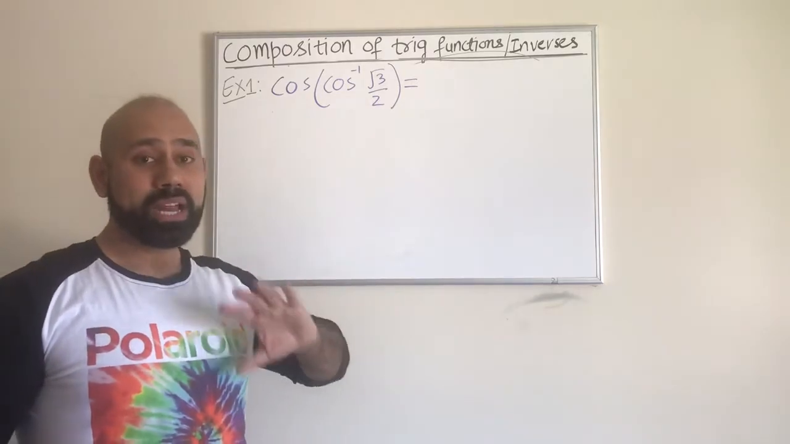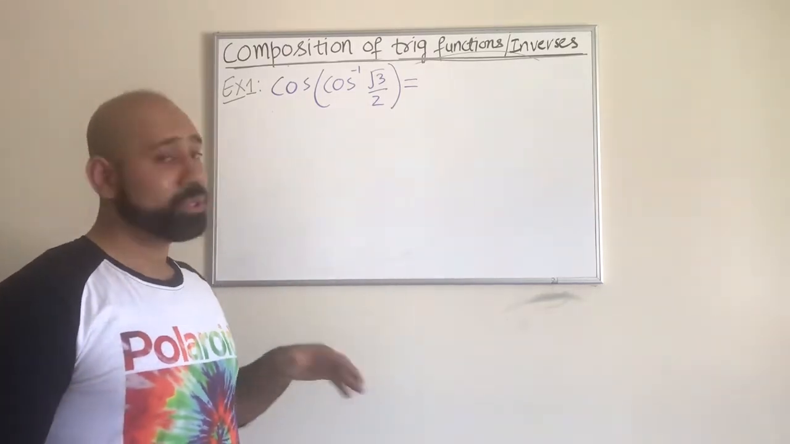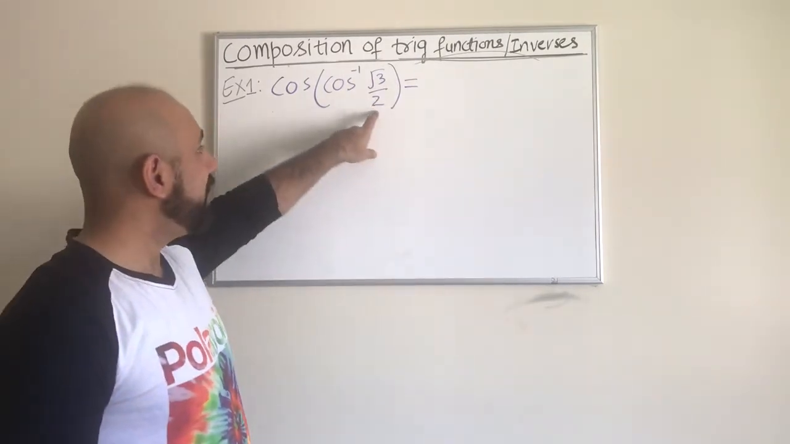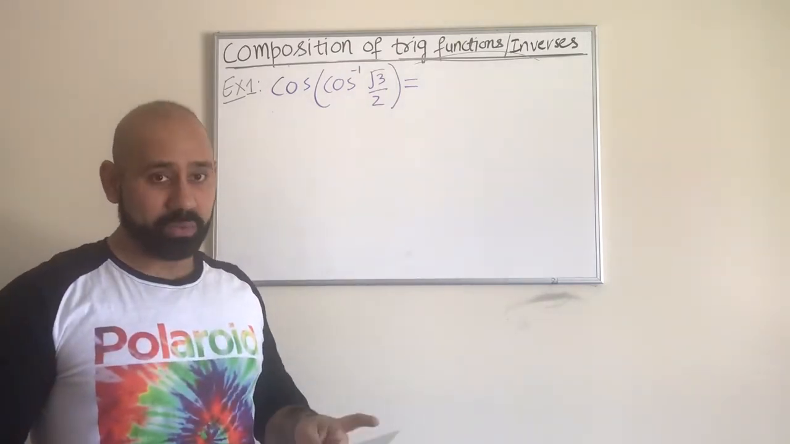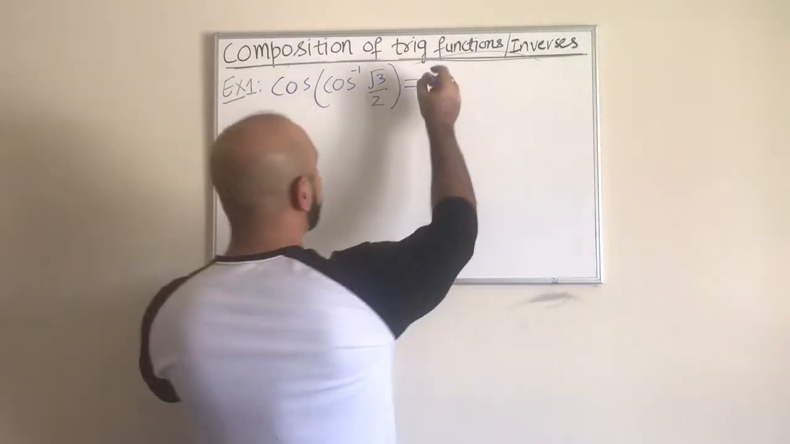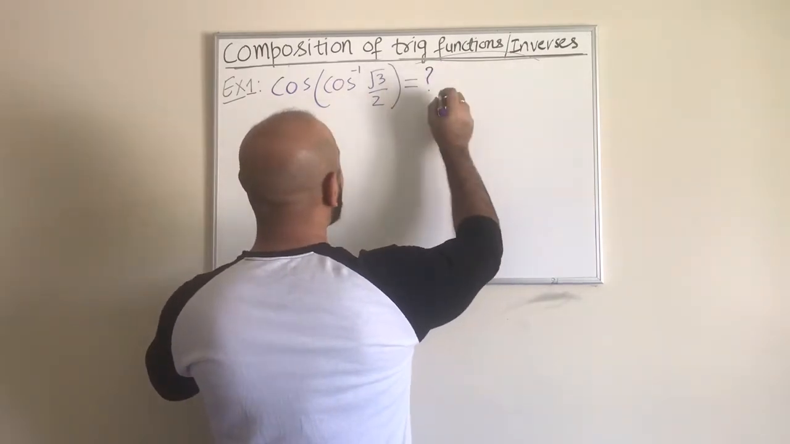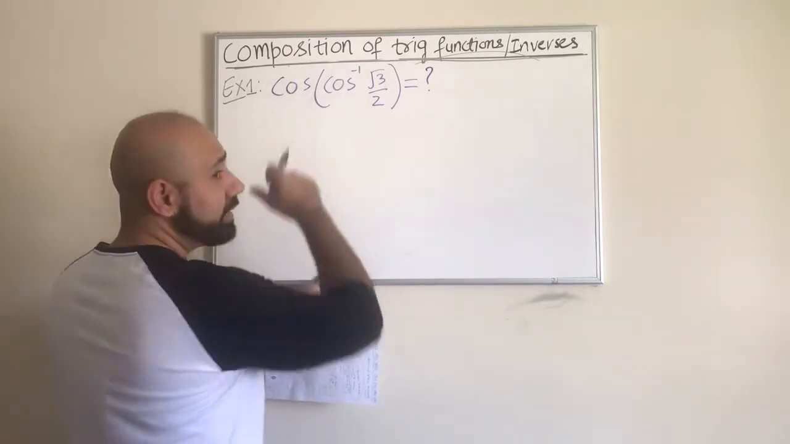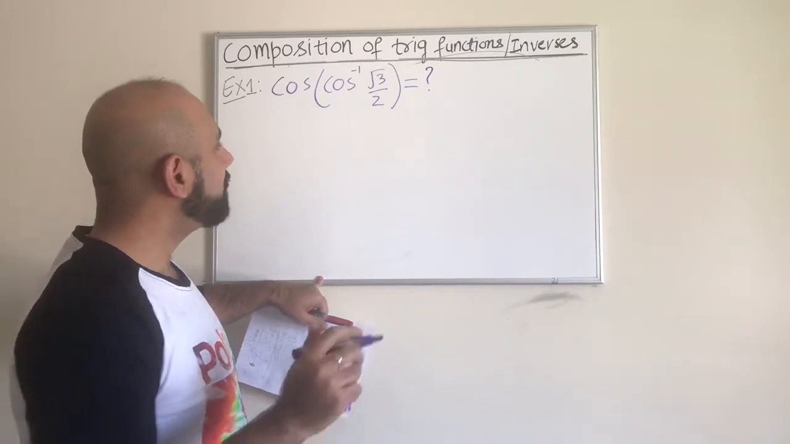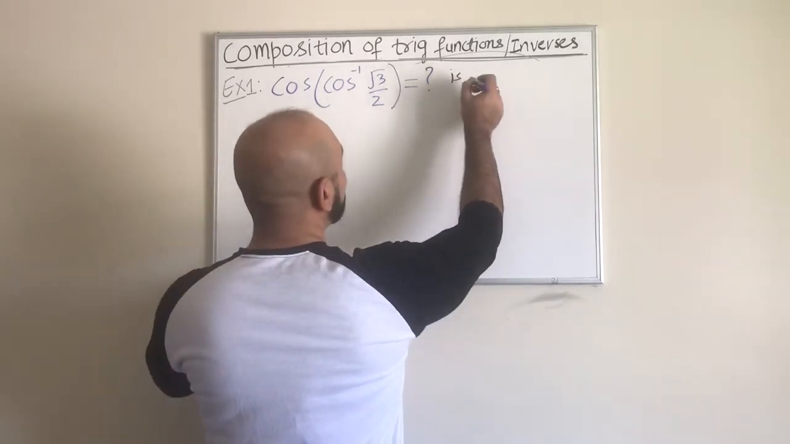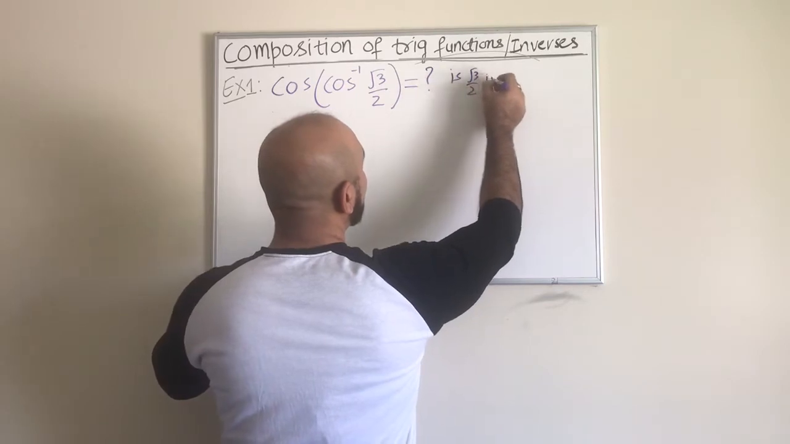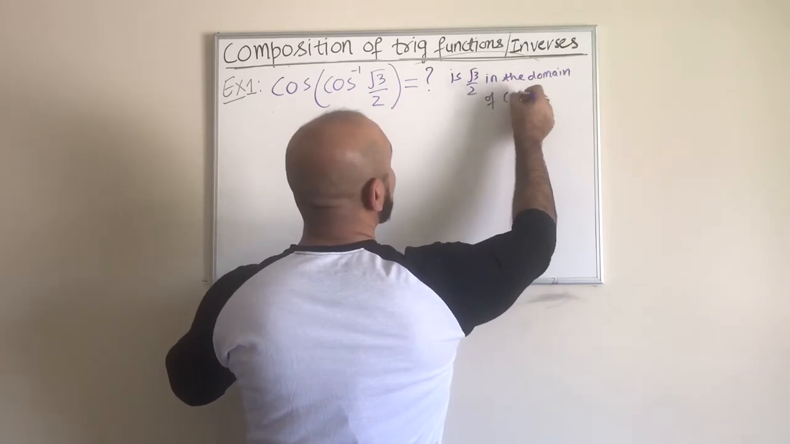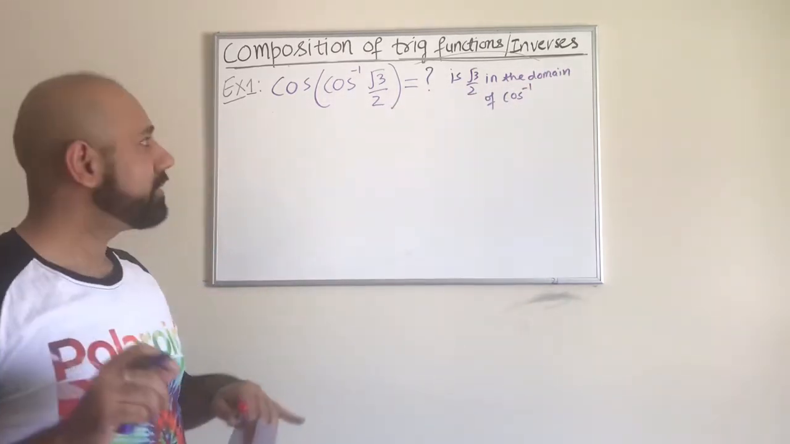But guys, we cannot just directly say that this equals radical 3 over 2. We have to make sure that it satisfies one of the basic conditions, which is that this value has to be in the domain of the cosine inverse, right? So before we answer this question, we have to first make sure that these two are inverses of each other, which is the case for this particular example. But then we also have to answer this question: is radical 3 over 2 in the domain of cosine inverse? That is the condition that it has to satisfy.